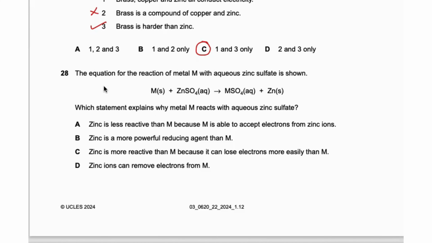28. The equation for the reaction of metal M with aqueous zinc sulfate is shown. M plus zinc sulfate gives MSO4 plus zinc. Note that M is displacing zinc to form MSO4 and zinc. It means that M is more reactive than zinc. Which statement explains why metal M reacts with aqueous zinc sulfate?